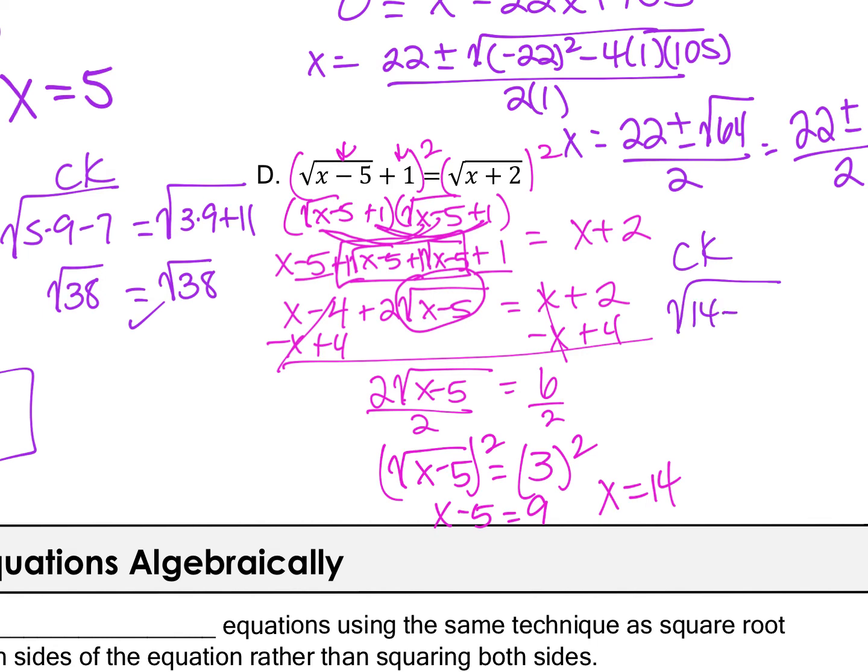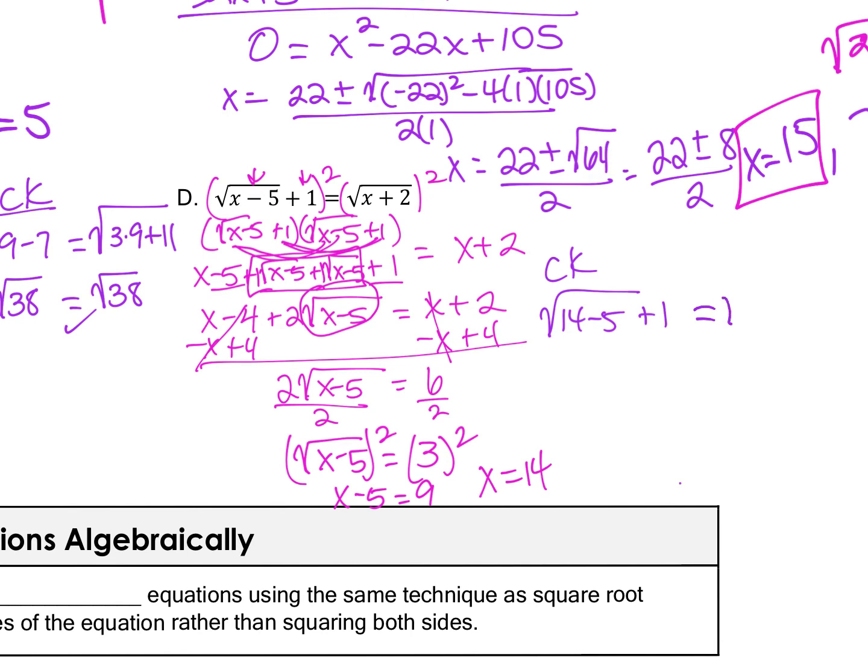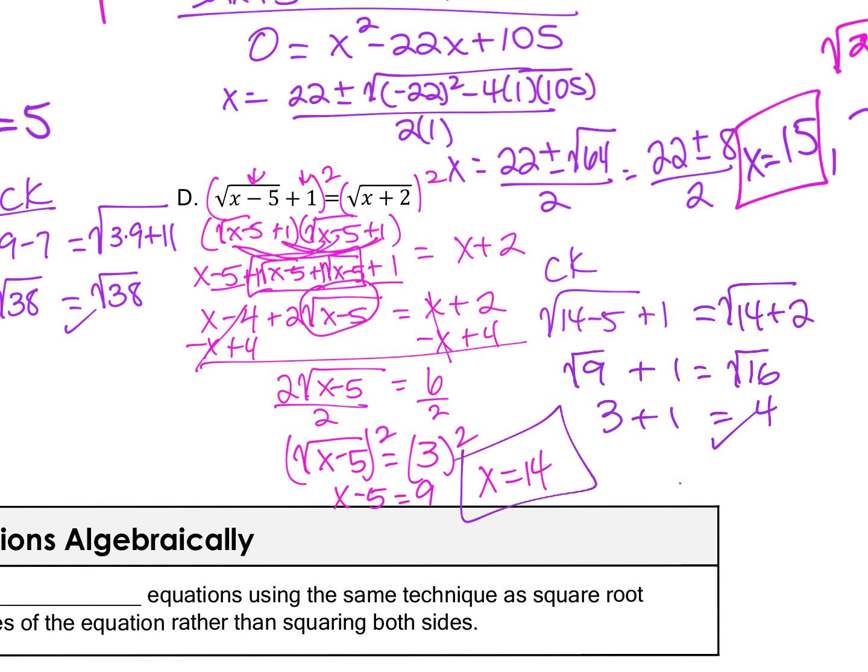So 14 minus 5 plus 1. So that's square root of 16. That's square root of 9 plus 1. So that's 3 plus 1. And that's 4. So that does work out. So x equals 14 is the correct solution.